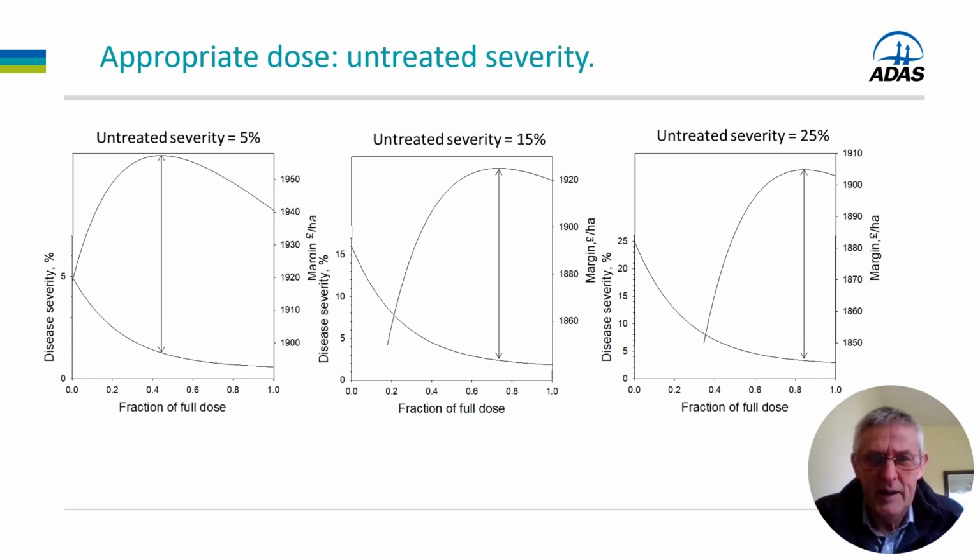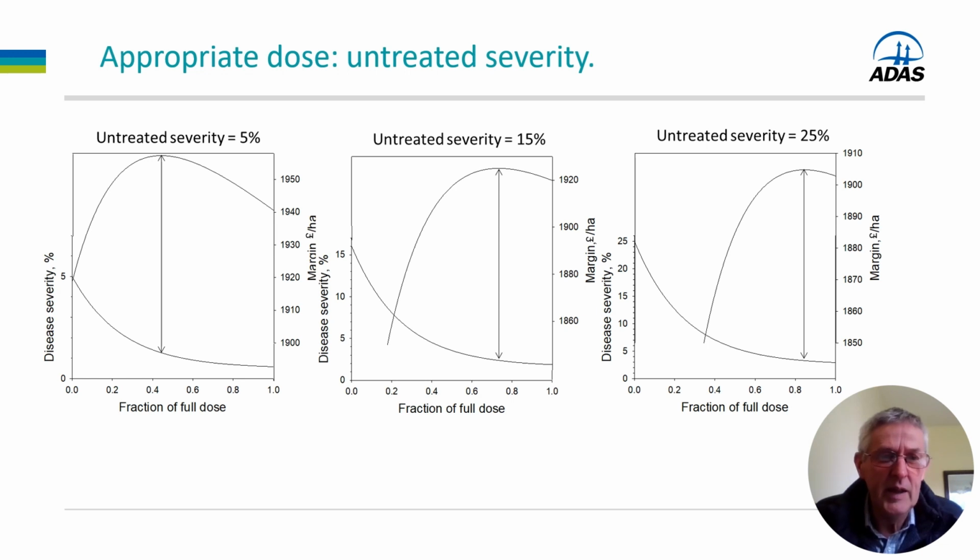In contrast to that, if we look at the effect of the amount of disease pressure and therefore the severity that would occur in the absence of treatment, so we look at the left-hand side of these charts and just pay attention to the disease severity scale. So we can see on the left-hand side, in the absence of treatment at dose equals 0, disease severity would eventually become 5%, or in the middle chart 15%, or in the right-hand chart 25%.